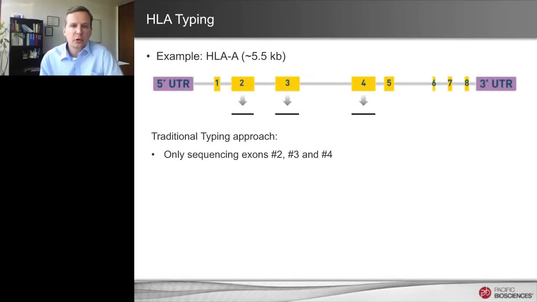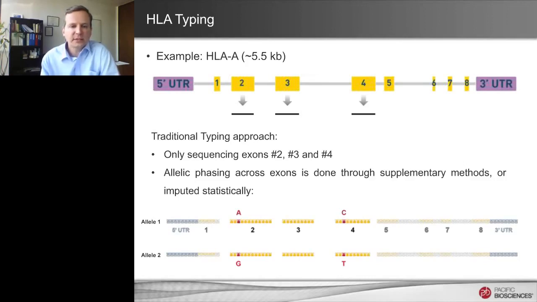The traditional approach to HLA sequencing and HLA typing does not cover the entire HLA gene. This is an example for HLA-A, a so-called class 1 gene that's about 5.5 kb in its overall size. And the traditional typing approaches with Sanger sequencing or with the short-read approaches don't sequence the entire gene. They only sequence exons 2, 3, and sometimes 4.